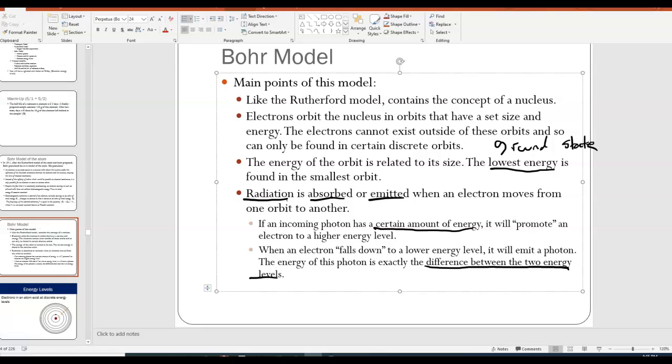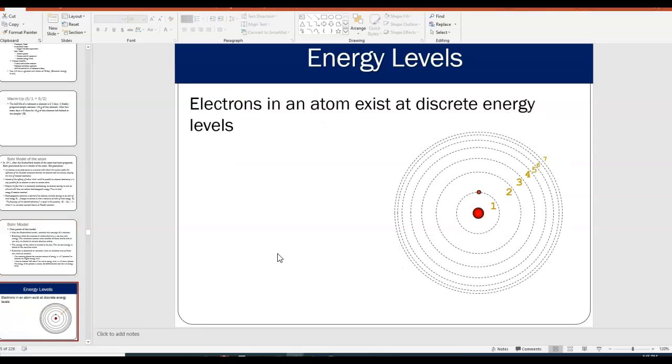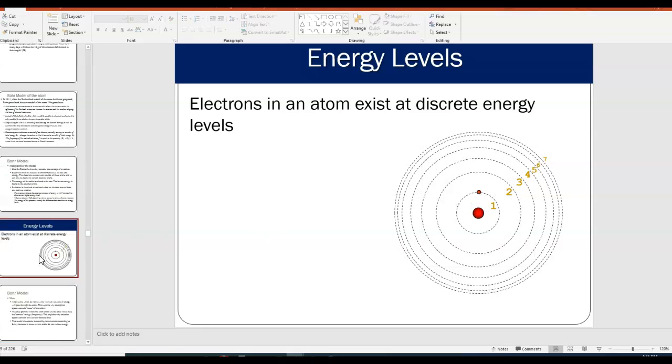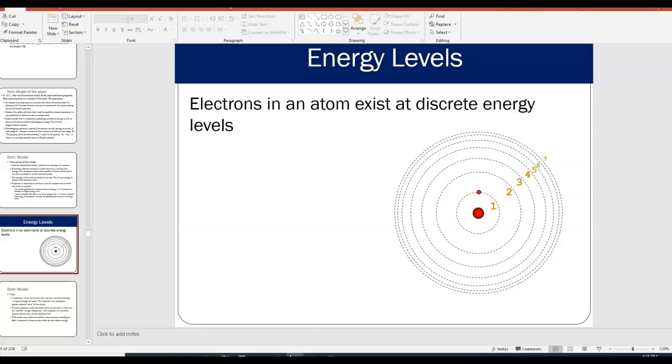So what does this look like? Well, Bohr's model of the atom looks something like this. You've got the nucleus in the center, and you've got the electron in circular orbit around the nucleus, and these dotted lines are the allowed orbits that the electron can live in, and it's not allowed to live anywhere else besides those orbits. So in the Bohr model of the atom, you have these set discrete energy levels.